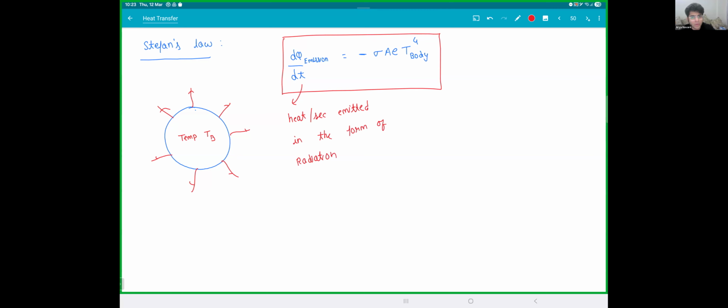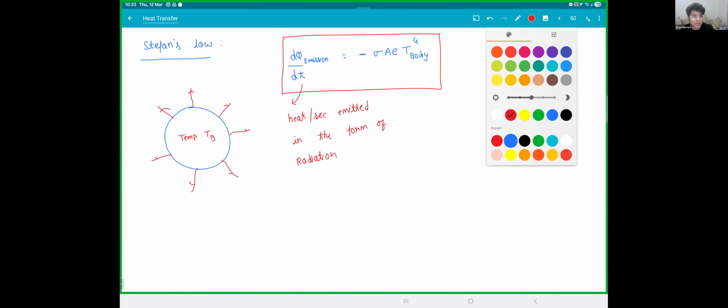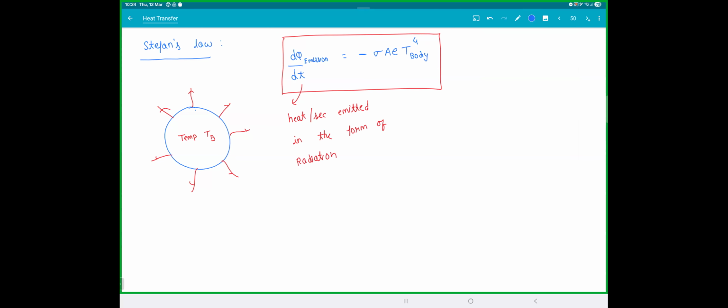So if you write emission, then I don't think we need the minus sign. It is just to show that the body is losing heat, na? Or else if I write dQ by dt, it's confusing. So just to put an E symbol there, nothing much. So the negative sign indicates the body is losing energy.